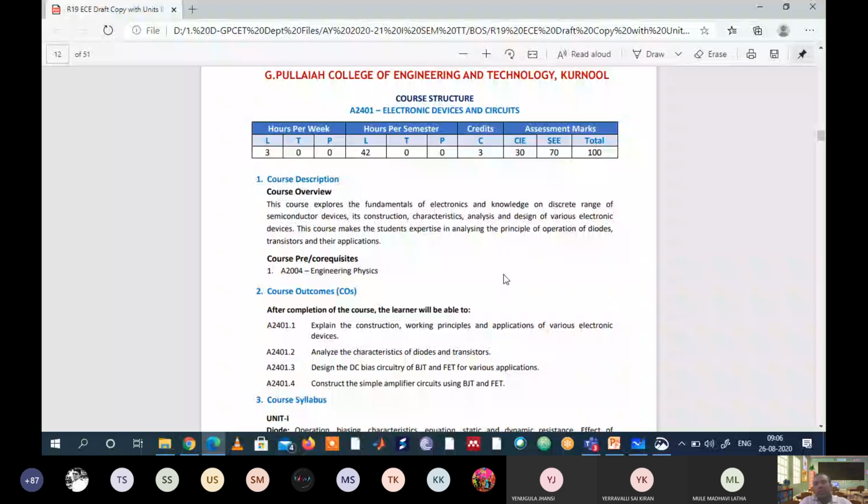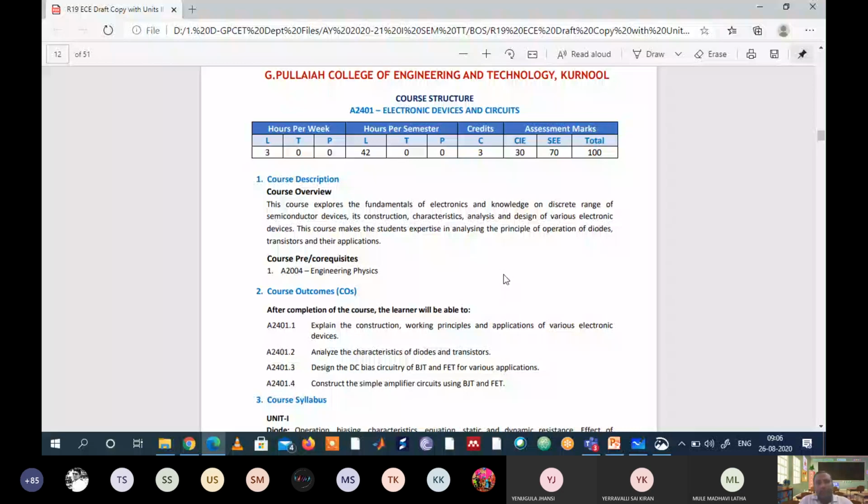After the diode, and diode has many applications in our electronic devices, and because of some disadvantage of diode, we have gone for BJT, bipolar junction transistor. After BJT, then field effect transistor. After field effect transistor, we have gone for operational amplifier, op amp, right? So these are all the devices that we need to study in electronic devices and circuits.